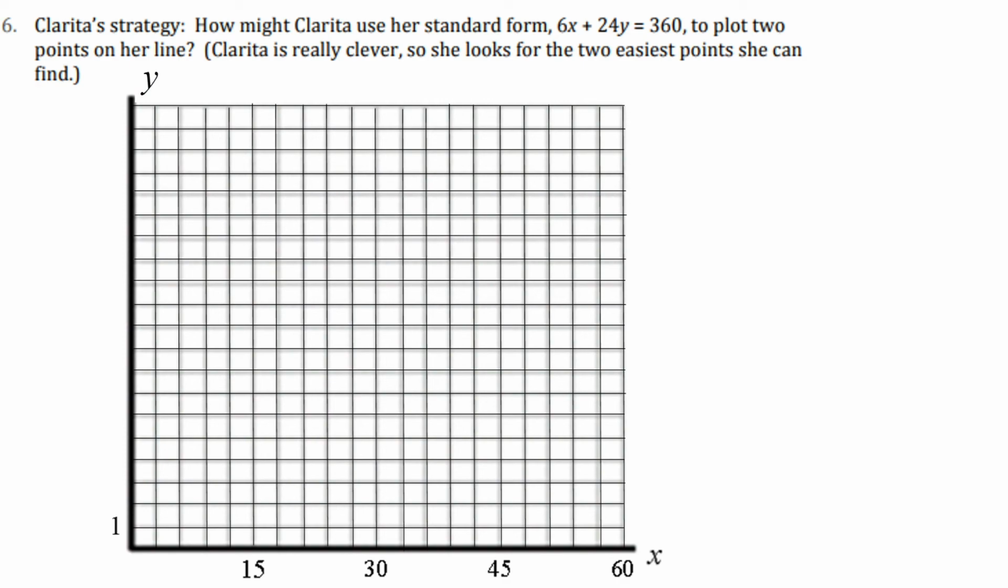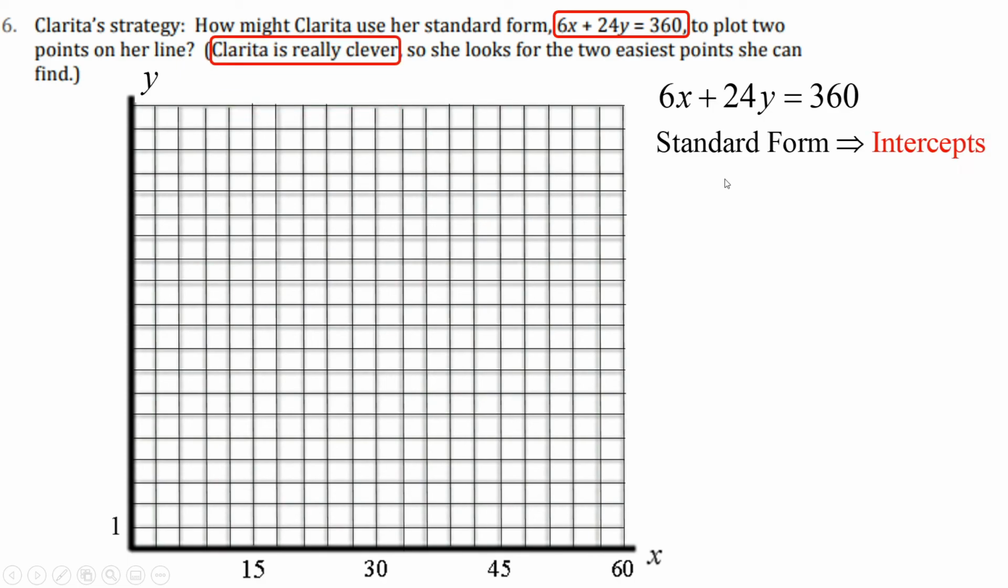Clarita's strategy. How might Clarita use her standard form, 6x plus 24y equals 360, to plot 2 points on her line? Clarita is really clever, so she looks for the 2 easiest points she can find. And you guys, I hope you have begun to understand the 2 easiest points to find given an equation are the intercepts. So 6x plus 24y equals 360. If I find the x-intercept and the y-intercept, what I like to do is a little table. Standard form means I'm going to use intercepts, and I'm going to show my intercepts on a little table.